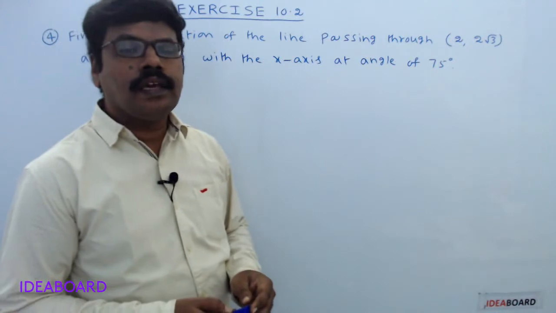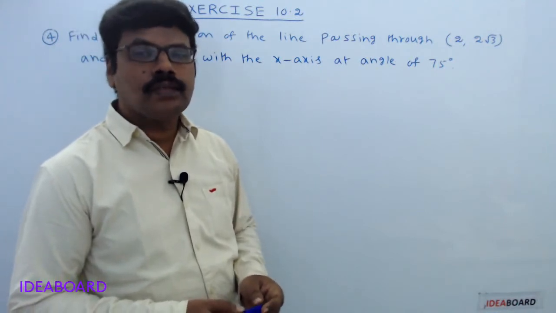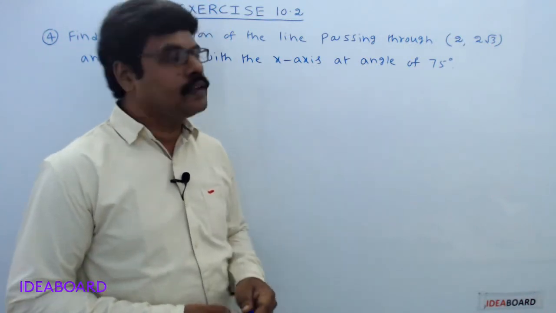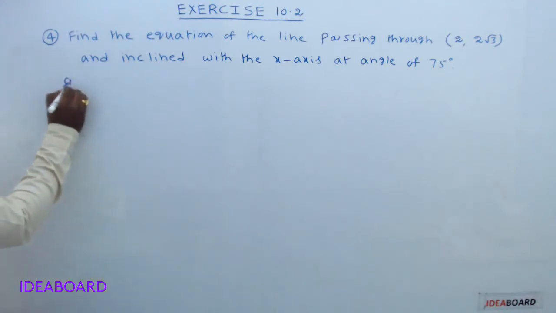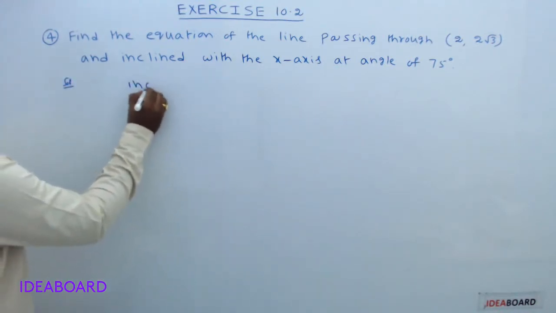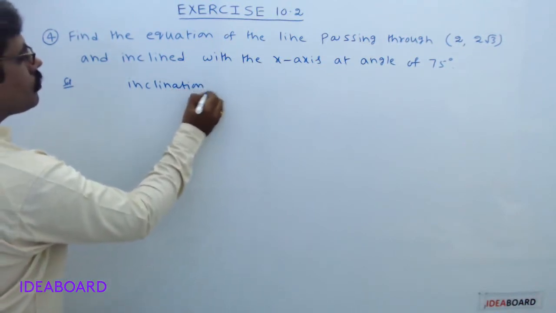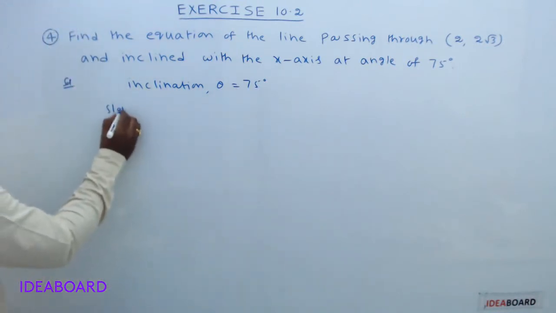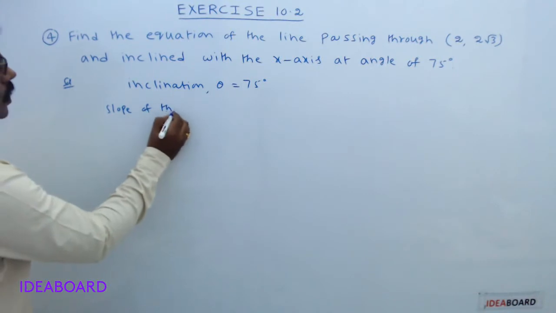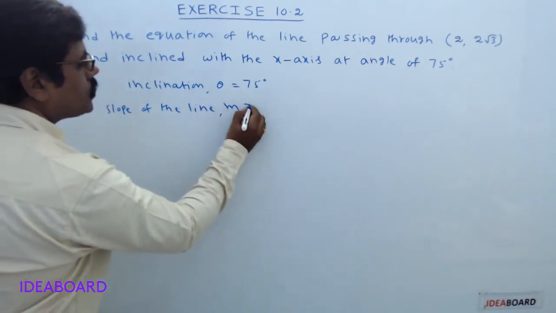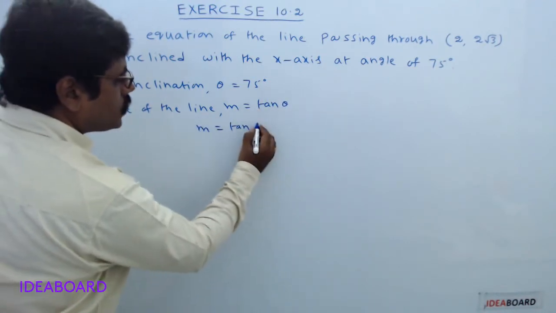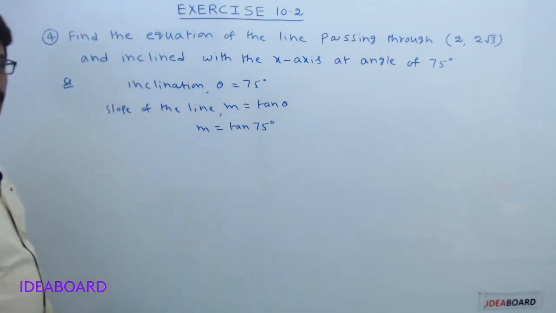Suppose if theta is the inclination of the line, then the slope of the line is tan theta. First calculate the slope of the required line. Here the inclination theta equals 75 degrees. So the slope of the line m equals tan theta. So m equals tan of what is the theta value? 75 degrees. Now first calculate the value of tan 75 degrees.